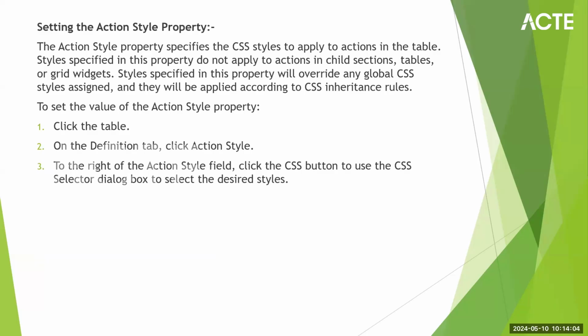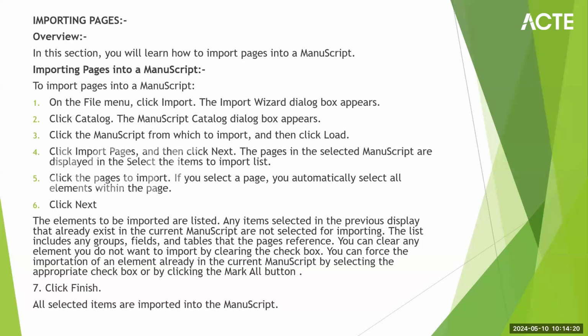So how do you give that CSS style for that particular button? Click on the table, on the definition tab, click action style. You can find the CSS button, and when you click on that, you have multiple options there. You need to click the styles you want.